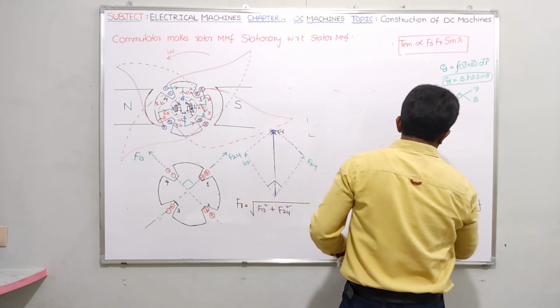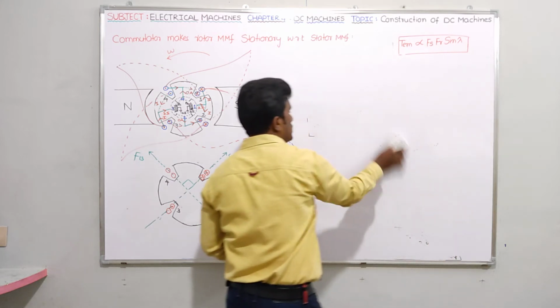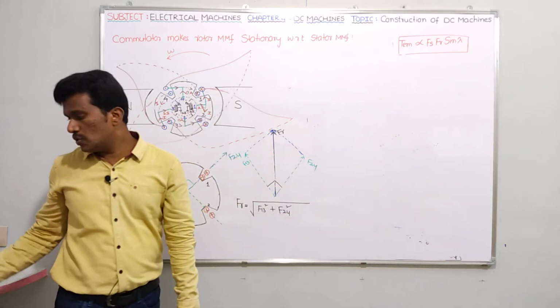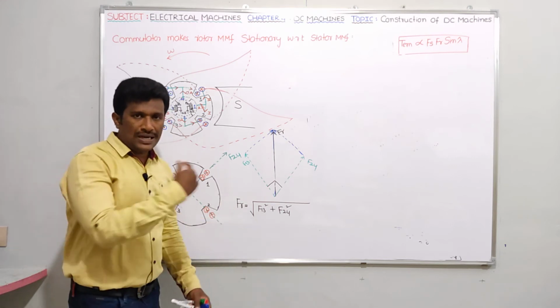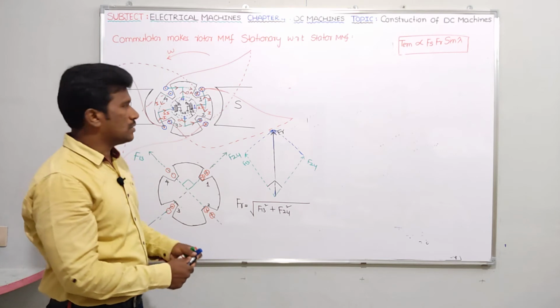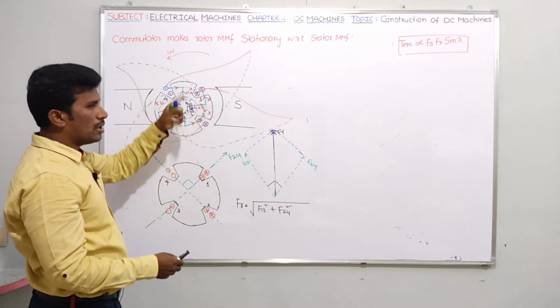Tell me, guys, what is the formula for MMF? Number of turns into current, no? Number of turns into current. That means MMF indirectly depends on current. So current depends on voltage. Current depends on voltage. If you take slot number 1, slot number 4, or whatever.